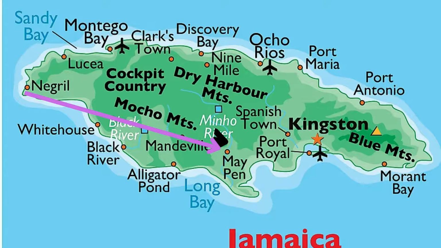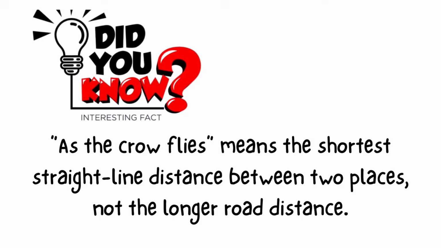Far distances. As the crow flies. Now, do you know what I mean by that? Well, let's find out. Did you know that as the crow flies means the shortest straight line distance between two places? Yes, very interesting.